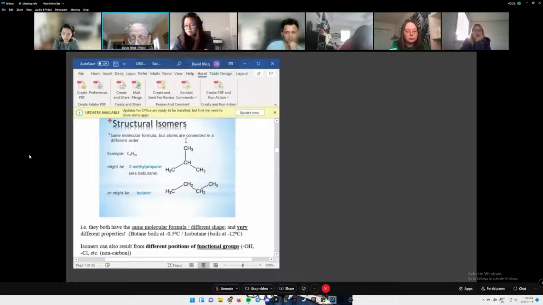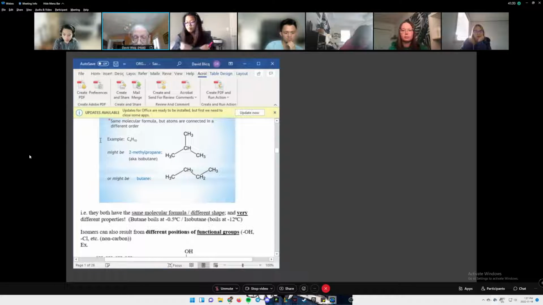So the same molecular formula, but the shape is different, and because of it, their physical properties, the way they behave, are quite different. Butane boils at minus 0.5 Celsius, isobutane at minus 12 Celsius. It's a pretty significant difference for something with the same number of carbons and hydrogens. It's really all about the shape and the way that they're oriented.